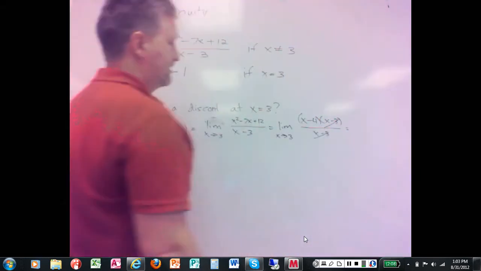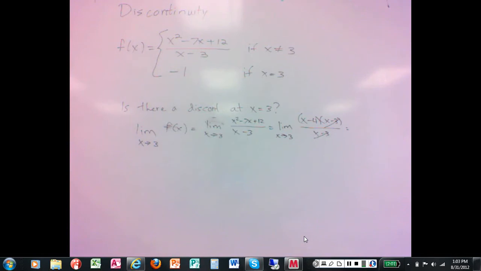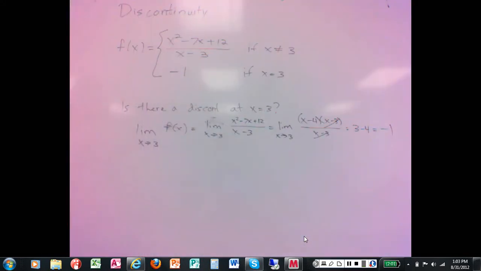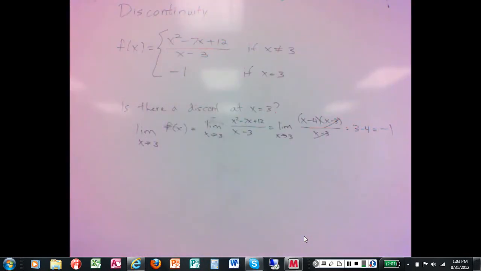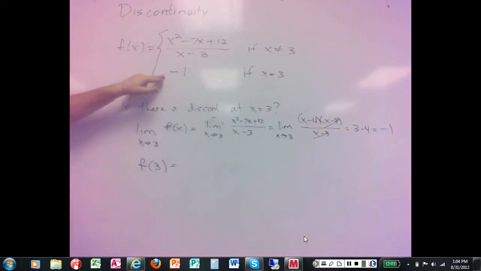It looks like the limit as x approaches 3 of x minus 4. I can substitute in now, can't I? It'll be 3 minus 4, which is negative 1. Now, what's the function value at 3? Unlike before, I do have a function value at 3 because now I've put something in at 3. If it was just that, I wouldn't have a function value at 3. But now I do. It's negative 1.